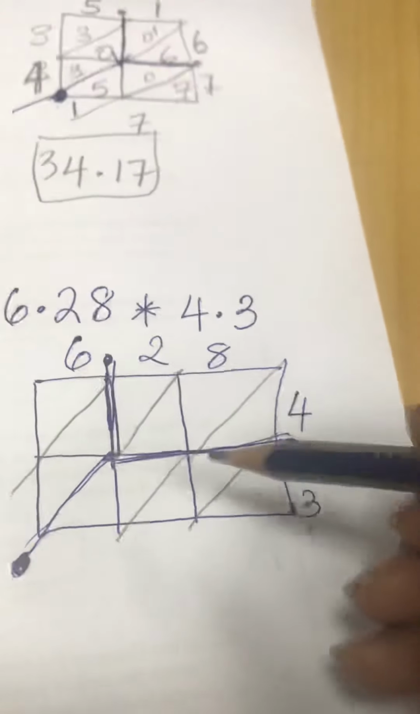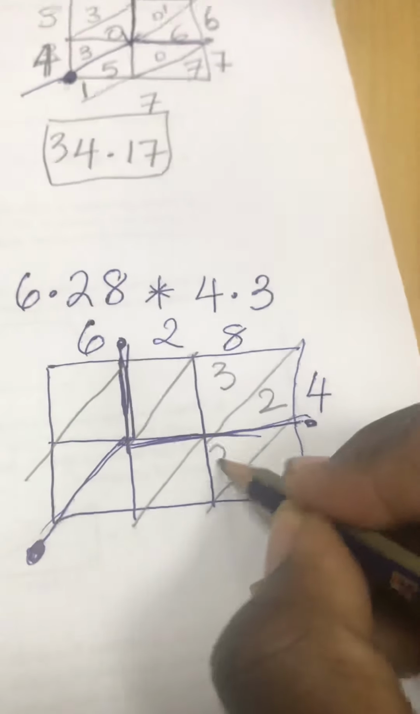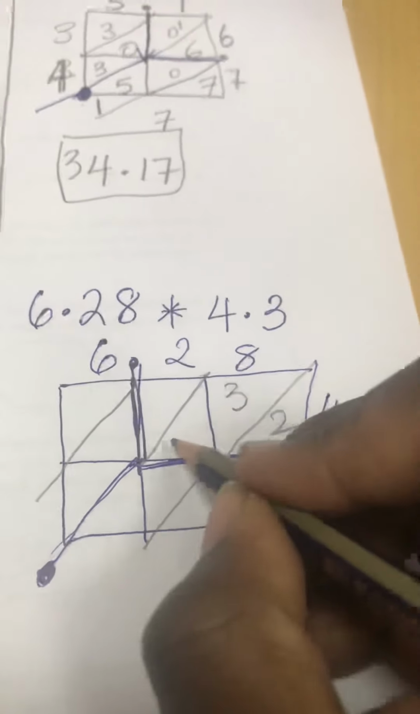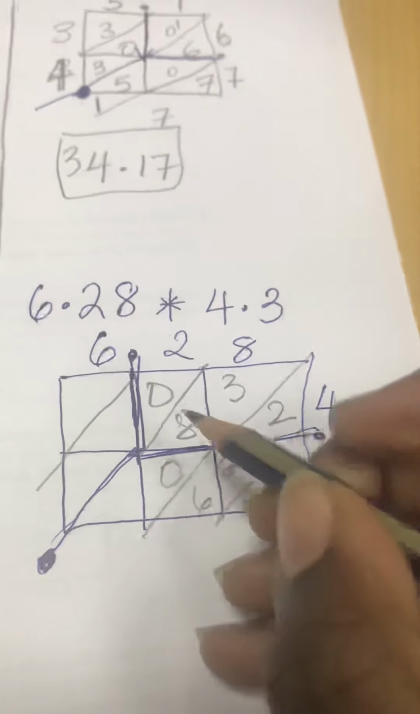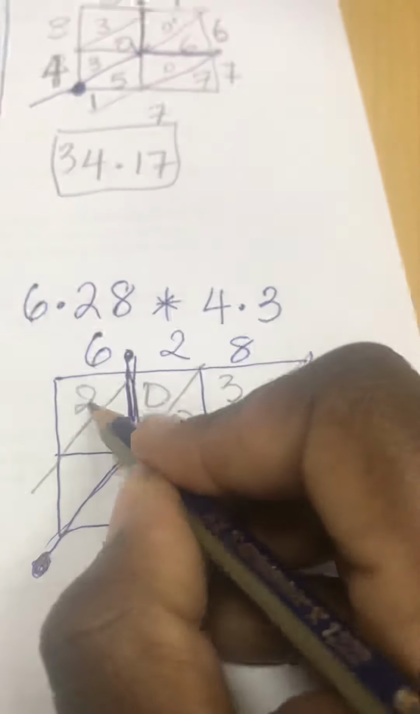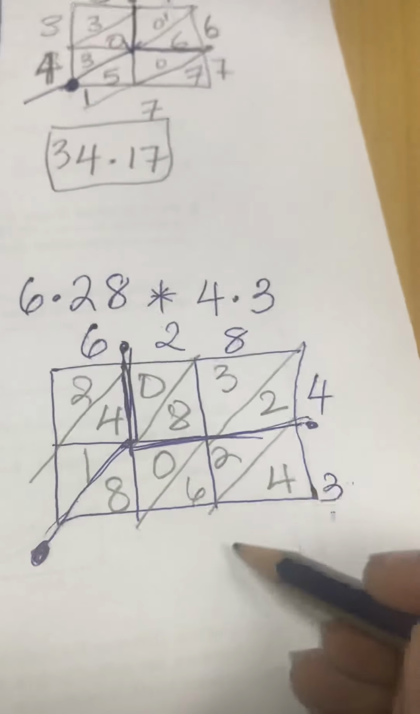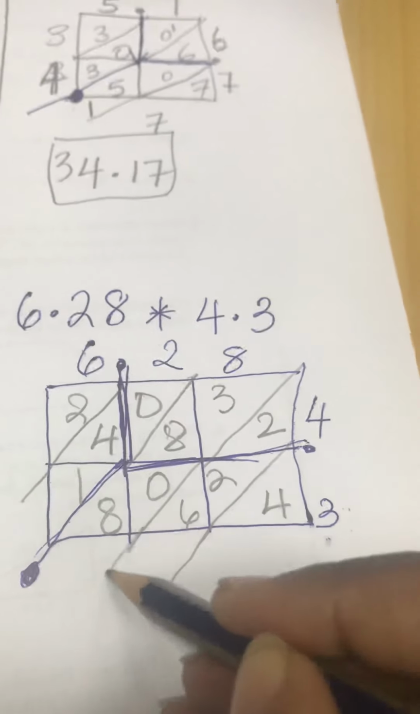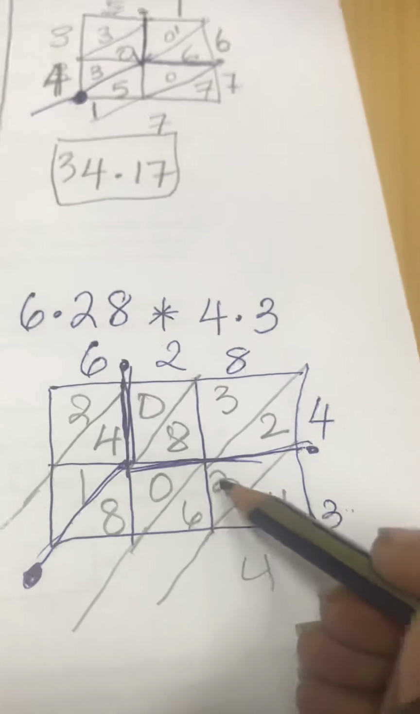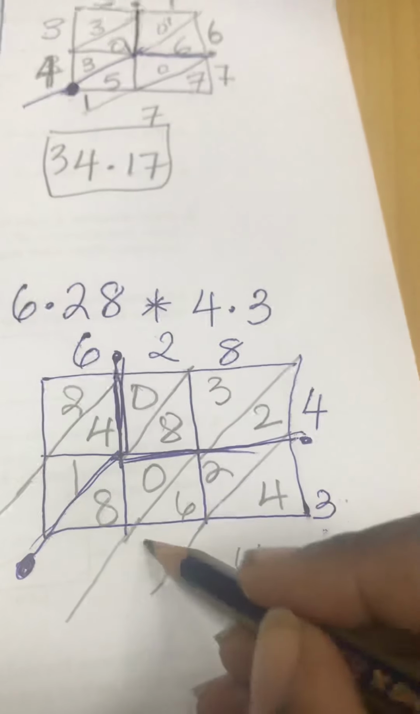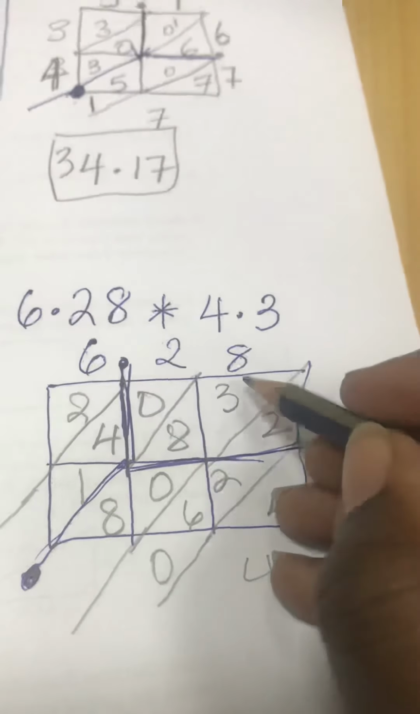Okay, now I fill 8 times 4, 32. 8 times 3, 24. 2 times 4, 8. 2 times 3, 6. 6 times 4, 24. 6 times 3, 18. Then you add. Make your lines go out so that the answer goes there. 4. 6 plus 2 plus 2, that is 10. 6 plus 2 is 8. Plus 2 is 10. You carry 1.